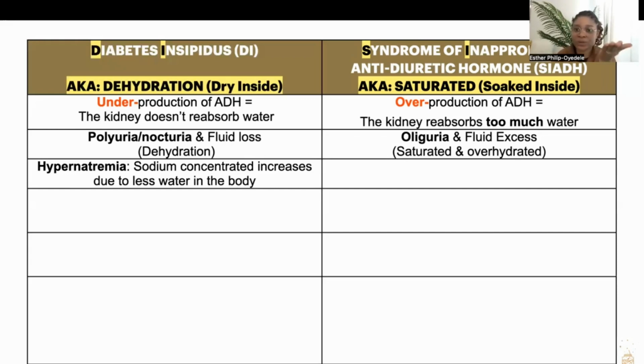It's like I have salt in a bowl and I pour a lot of water inside of it. What does that do? It dilutes the salt. But the moment I drain all that water out, which is what's happening with DI, all the water is going out, now I have a lot of salt, which is pretty much that hypernatremia. The opposite is in SIADH.